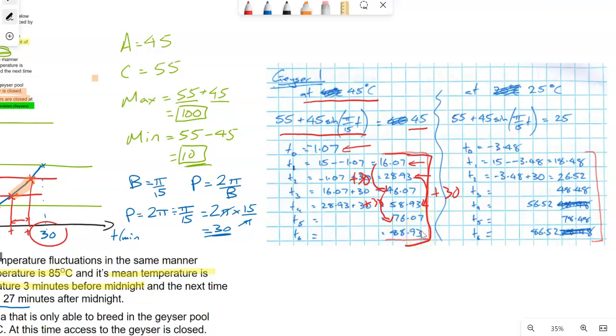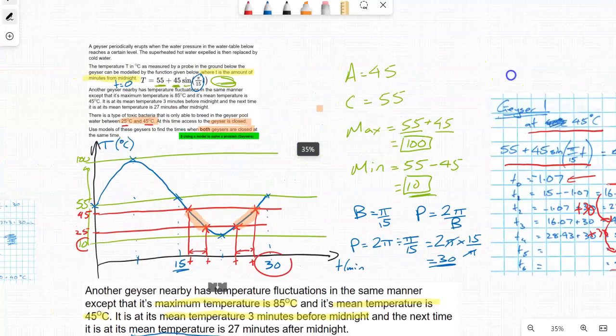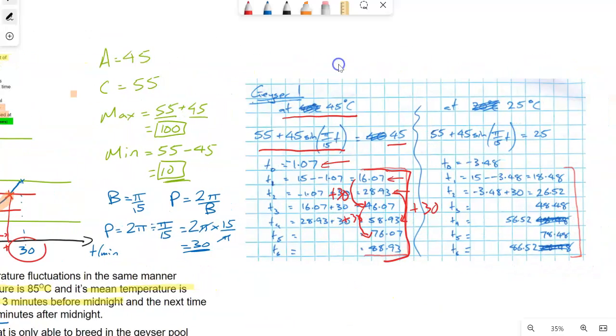Hence why, again, 28, we just add 30, then we just add 30. Sometimes it's hard to know how many points to do, which is why we go back to what the question is asking. Use the models of these geysers to find when both geysers are closed at the same time. So it's not actually telling us within a certain amount of time. So I don't know, we just look at a few to start with.